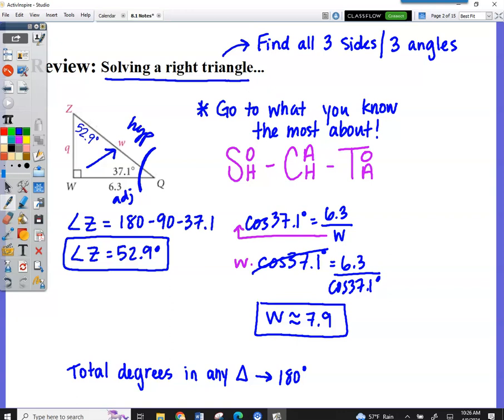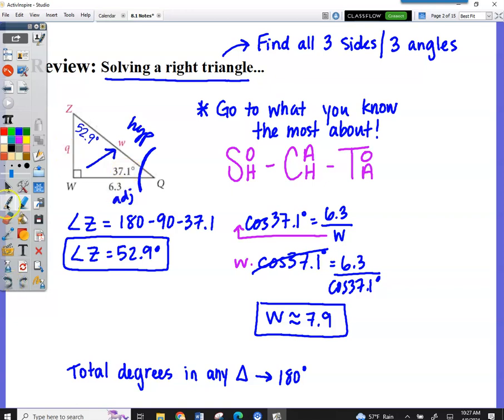All right, we've got one side left. You have the freedom to choose two different ways to solve for Q. What's one way we can solve for it? Same thing we just did. You can use trig. If your focus is now Q, I like to keep the same numbers, right? But now it's not cosine, it would be tangent because you're using opposite and adjacent.